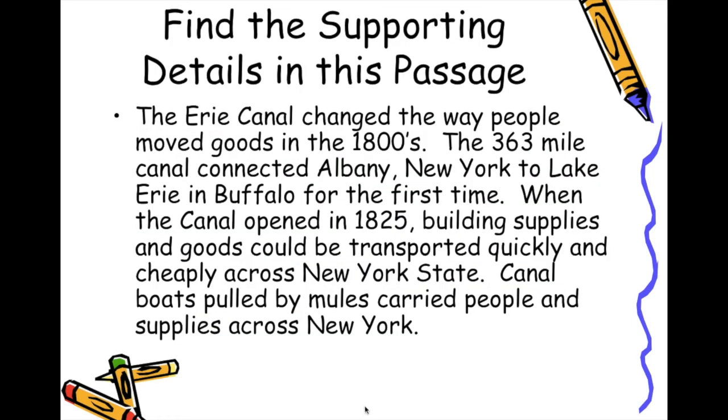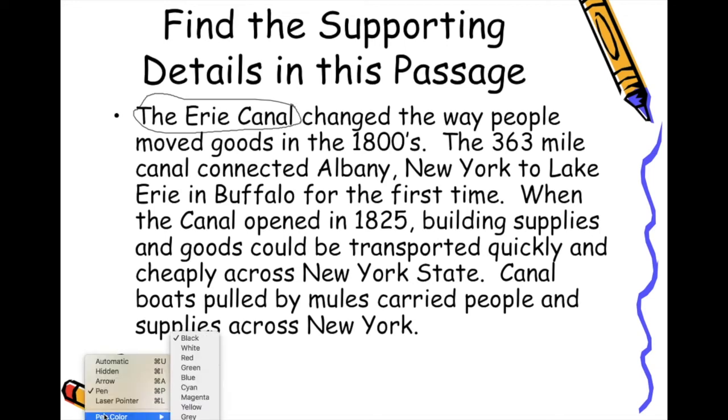All right, one last example. This one reads, "The Erie Canal changed the way people moved goods in the 1800s. The 363-mile canal connected Albany, New York, to Lake Erie and Buffalo for the first time. When the canal opened in 1825, building supplies and goods could be transported quickly and cheaply across the New York state. Canal boats pulled by mules carried people and supplies across New York." Now, we're going to, one last time, identify our topic. We're going to circle that, which I believe is the Erie Canal.